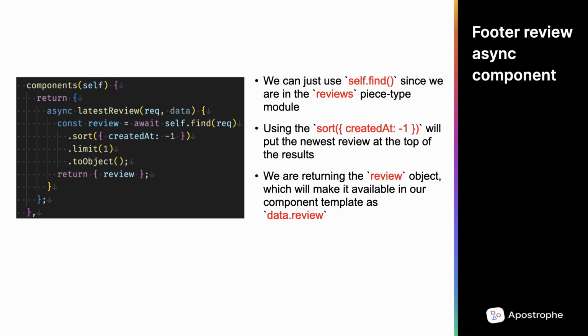The rest of these query builders should look familiar. We are sorting and then limiting the documents returned in order to get the newest review piece. In this case, we're going to use the toObject to return our document as an object rather than toArray. This object will be available in our component template as data.review.